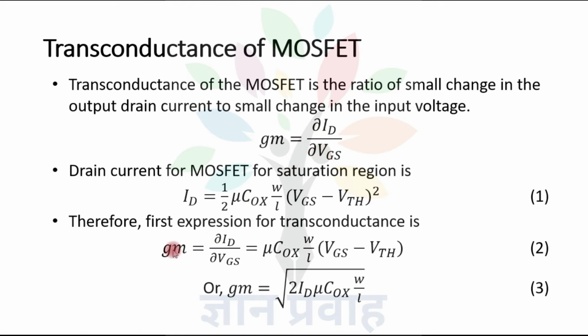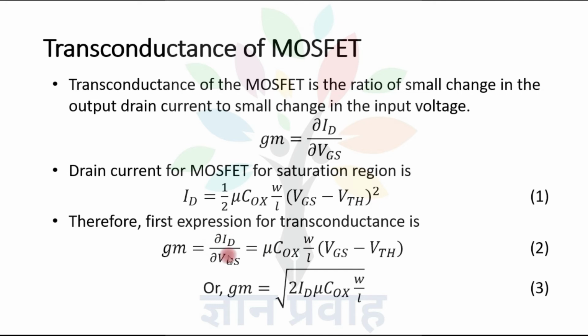Therefore, gm equals del ID upon del VGS, and it will be mu Cox W by L (VGS minus VTH). Or we can say gm equals root of 2 ID mu Cox W by L, by using equations 1 and 2. So there are two expressions of the transconductance for MOSFET depending on the calculation behavior. The first expression is gm equals root of 2 ID mu Cox W by L.